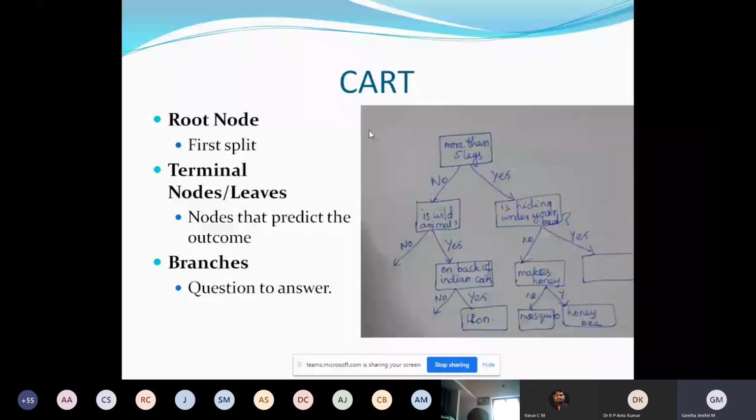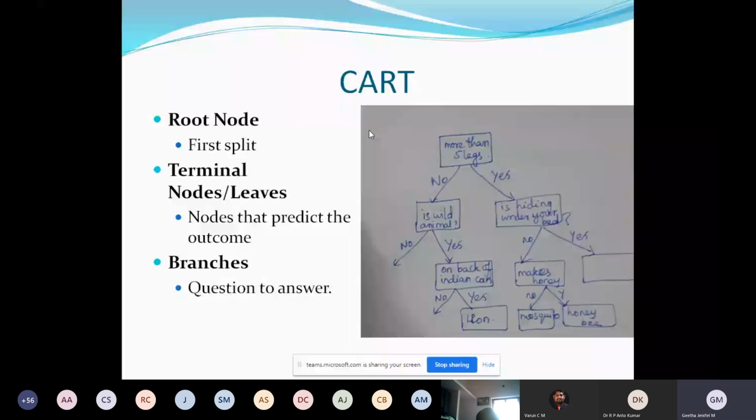The next one is the terminal node. Terminal nodes are nodes that predict the outcome or the target. In this example, the lion, mosquito, and honeybee are all examples of terminal nodes. Then branches are used to connect two different nodes. They show the flow from question to answer. Then many internal nodes, or non-leaf nodes, are there, and these are called decision nodes.